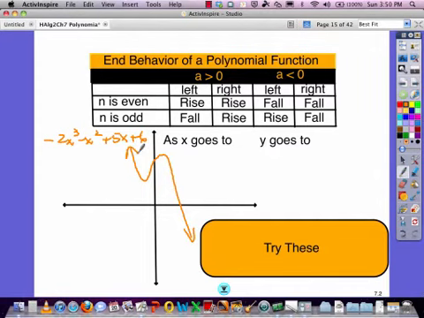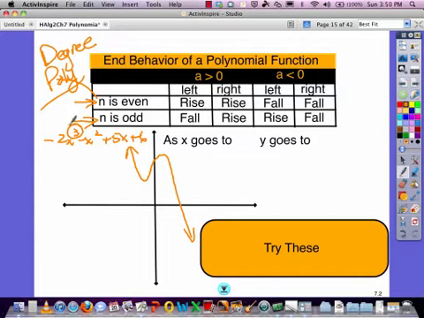So end behavior of a polynomial function. First, you need to know, is n even or odd? N is the degree of your polynomial, okay? And that would be your entire equation. So I'm looking at my equation here. It is in descending order. My highest degree is 3. So n is definitely odd.